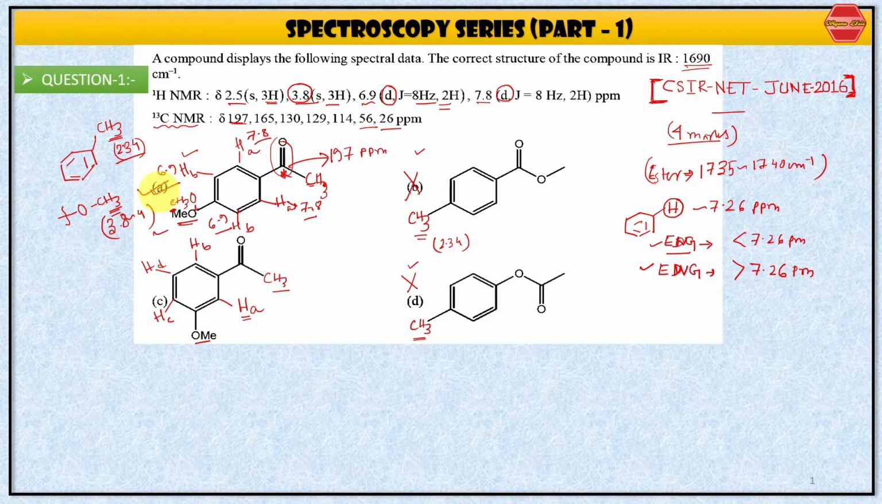So see, this is how we can generalize and arrive at the final product. And one more thing: you can see the IR value given to you, 1690. It is lesser than 1700, because the carbonyl can go into conjugation. That is why this 1690 value shows in the IR spectrum, right? So this is how we can solve this question.